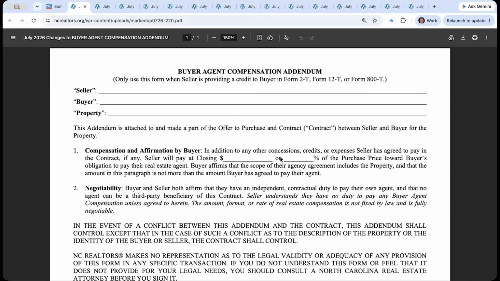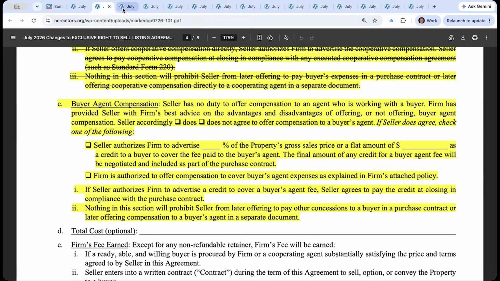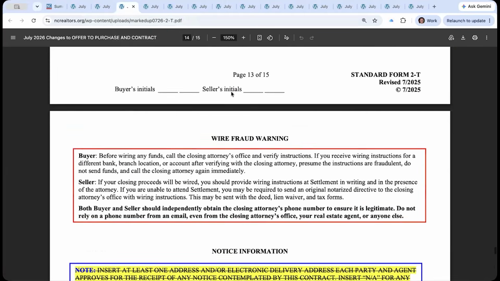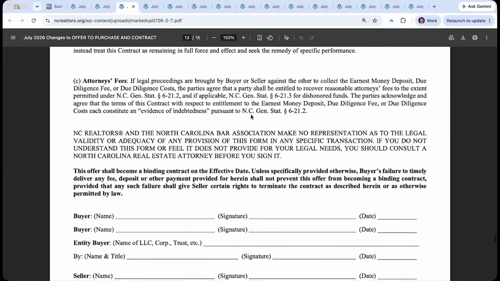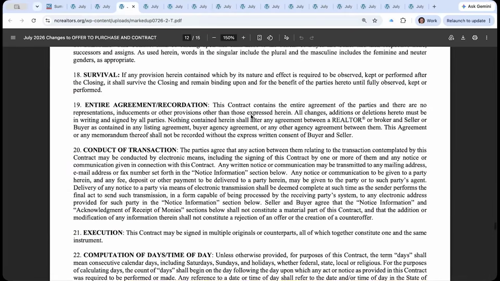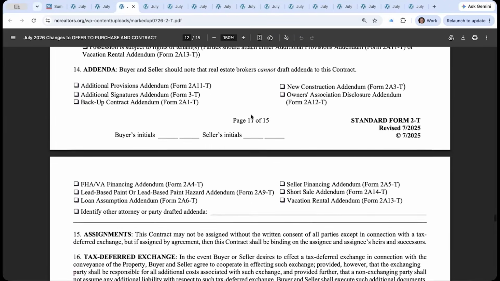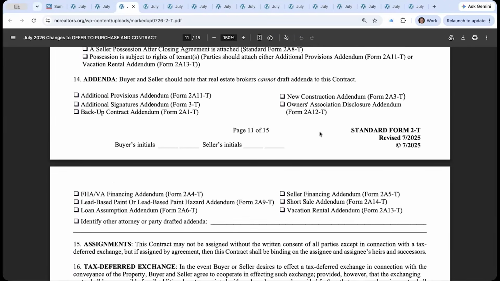There's a question here of, if you don't identify Form 220 in the offer to purchase. So the offer to purchase is here. If you don't identify it here, is it part of the contract? If you attach it to the contract, even if it's not identified here and all the parties sign it, I think it's pretty hard to argue that it's not part of the contract.